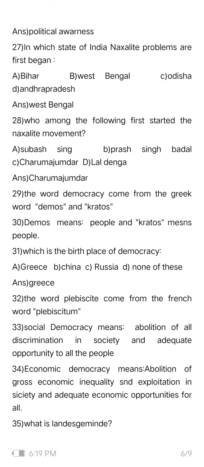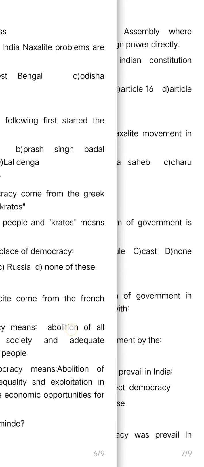Next question is, economic democracy means abolition of gross economic inequality and exploitation in society and adequate economic opportunity for all. Our next question is, what is landesman?